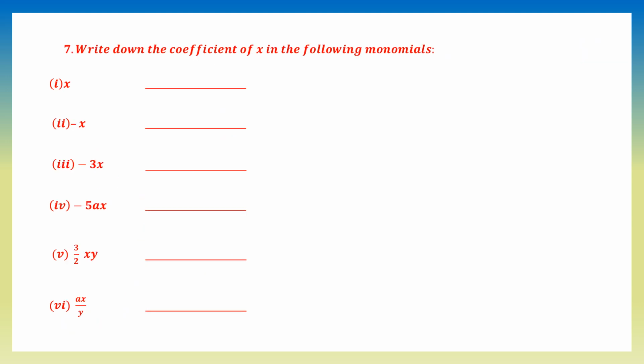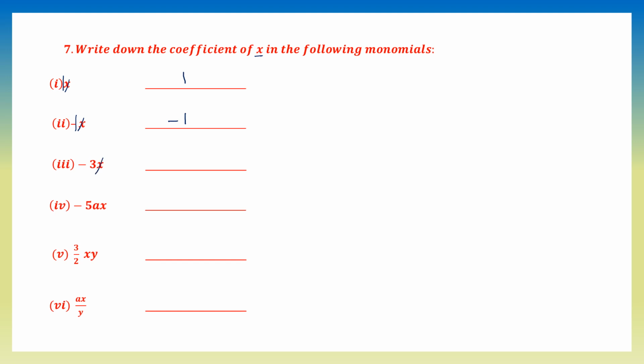Question 7. Write down the coefficient of x in all these monomials. As you can see, they are all monomials. They're just single terms, one term alone. Now we have to write the coefficient of x means you leave out x and write the rest of it. Okay, so let's begin with the first one. Now if it is x by itself, that means it's 1x. So I'm going to leave out x, so what is left is 1. So here also I'm going to leave out x, so there's 1, so that's minus 1.